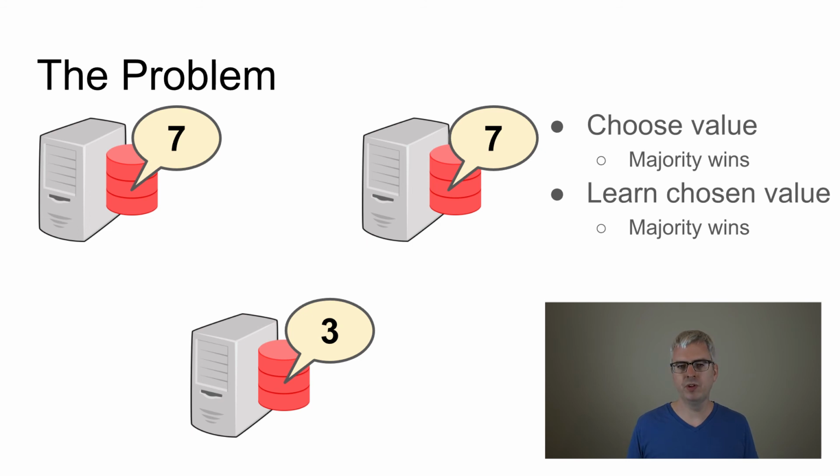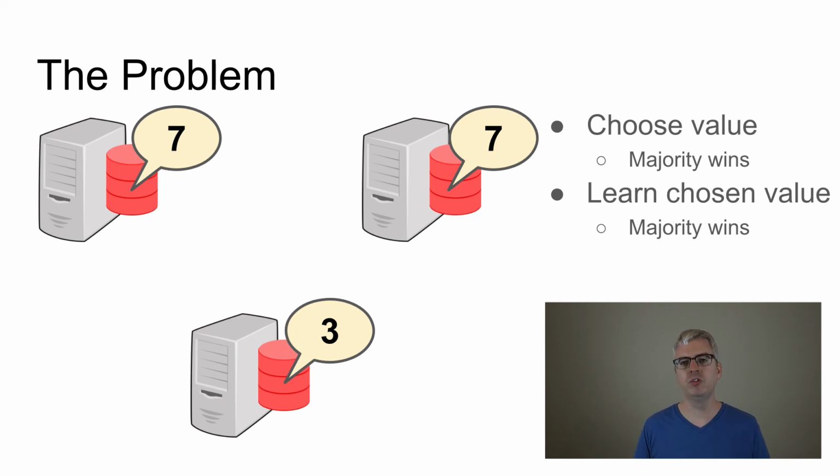So these are proposed values. The algorithm decides on a value as soon as the majority of computers in the cluster agree on a proposed value. So in this case, as soon as 7 gets to 2 of the 3 computers, we can say that Paxos has chosen a value, and that no matter what happens in terms of failures, the eventual chosen value will be 7. The other thing that Paxos does is it allows the system to learn the chosen value.